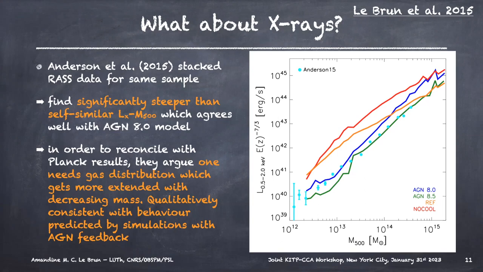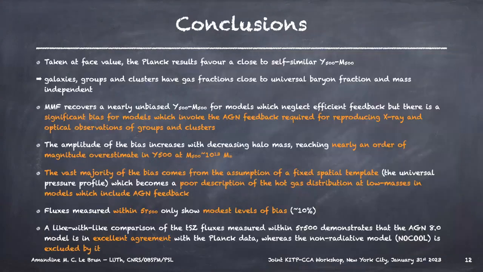And what they conclude is that in order to reconcile this and the Planck result, you need a gas distribution which gets more extended with decreasing mass, and that's exactly what we found. And when you also compare, you find that their results agree better with AGN feedback. So that's the cautionary tale I wanted to tell you today. Be careful. And here we were not dealing with, so to speak, a black box. We knew what we were doing. So, with that, I leave you with my conclusions, and I thank you very much.